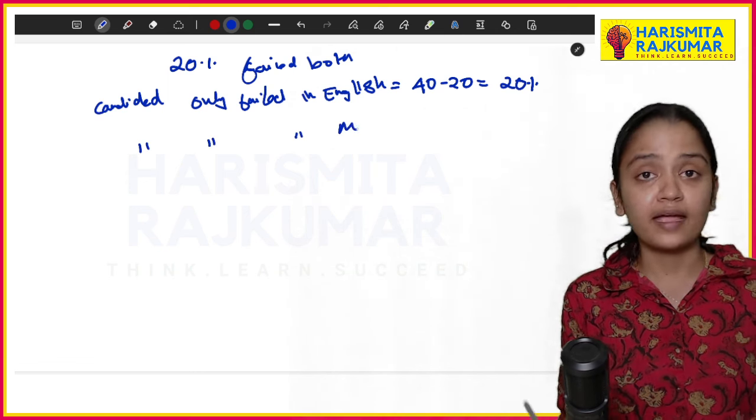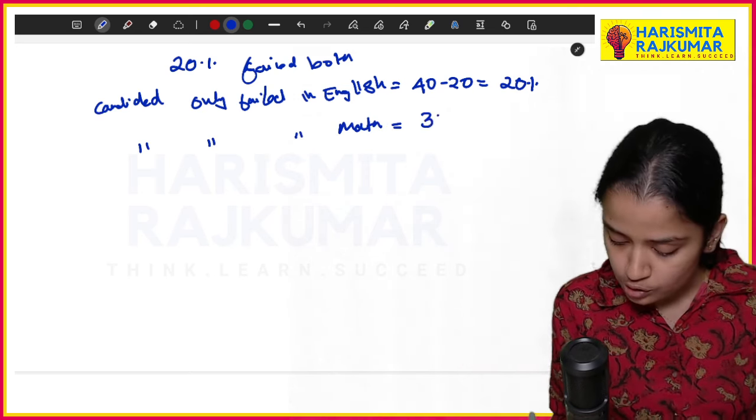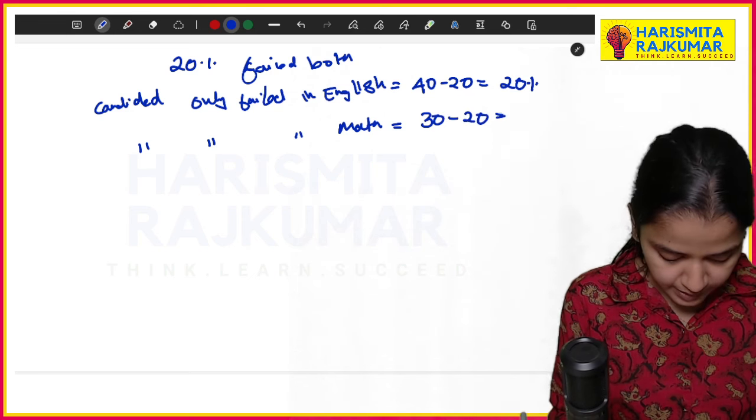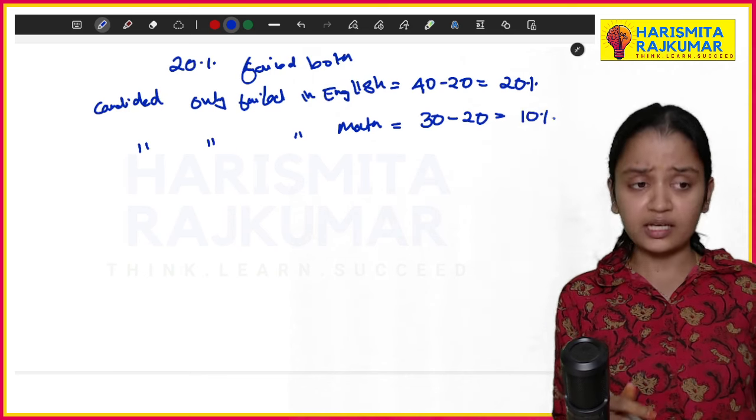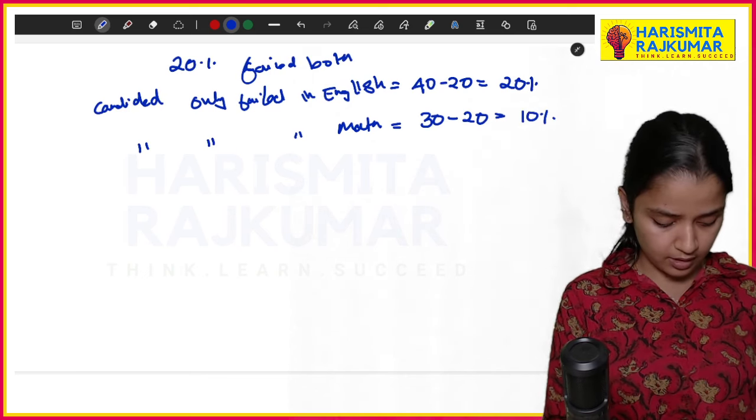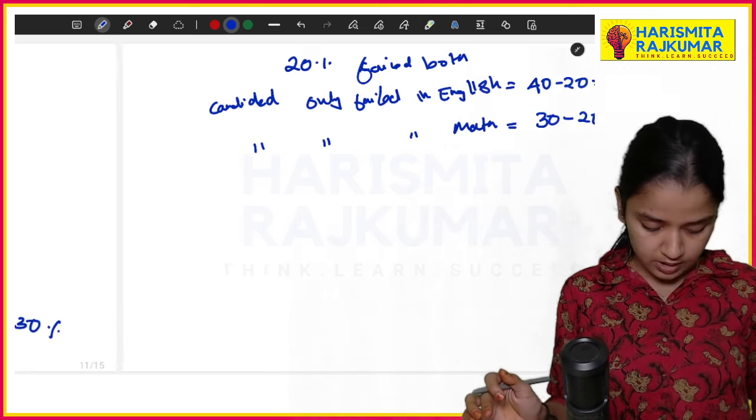Now, same way, candidates who failed only in math. So already you'll be having 30 percentage. So 30 minus 20, you'll be getting it as 10, right? Now the students passed in both the subjects.